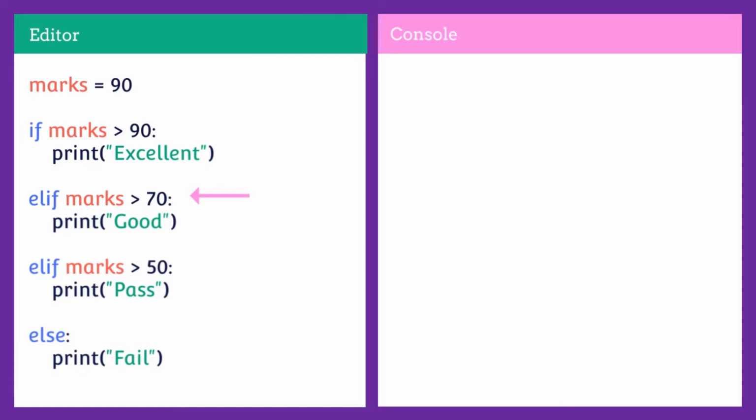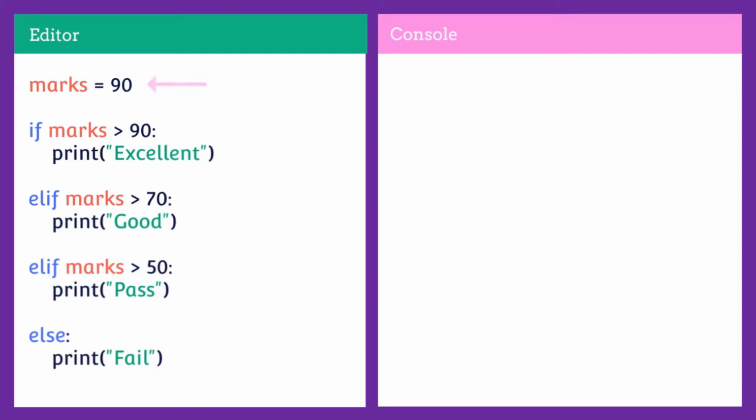Else if marks are greater than 70, print good. Else if marks are greater than 50, print pass. Otherwise, if all the above conditions are false, print fail.